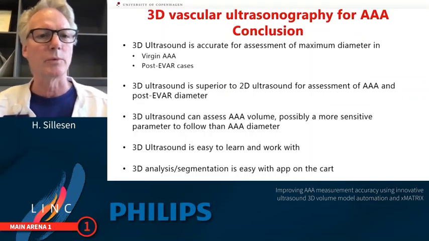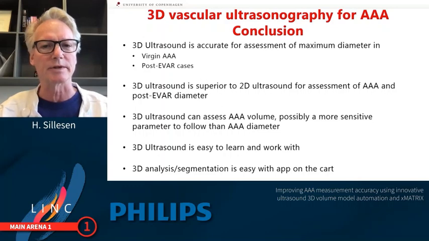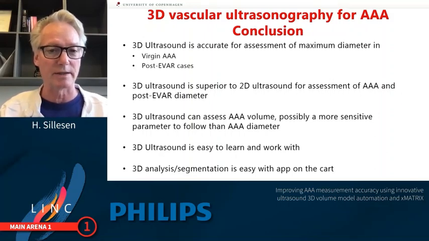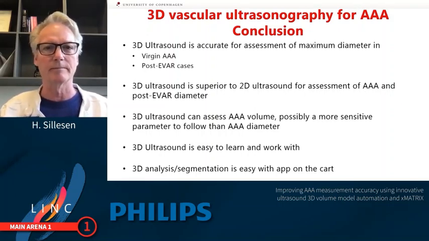So in conclusion, 3D ultrasound is accurate for assessment of maximum diameter in virgin AAA and post-EVAR cases. 3D ultrasound is superior to 2D ultrasound for assessment of AAA and post-EVAR diameter. 3D ultrasound can also assess AAA volume, which is possibly a more sensitive parameter to follow than AAA diameter, although we don't really have any useful data yet. 3D ultrasound is easy to learn and work with, and 3D analysis segmentation is now very easy with the app OnCard. Thank you very much for your attention.